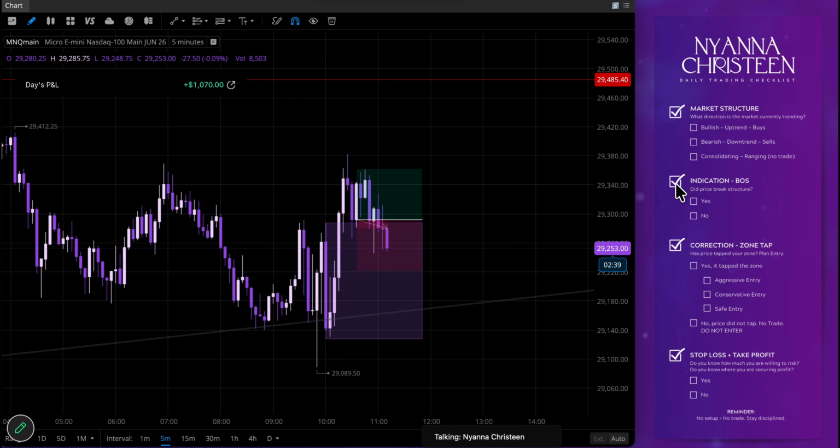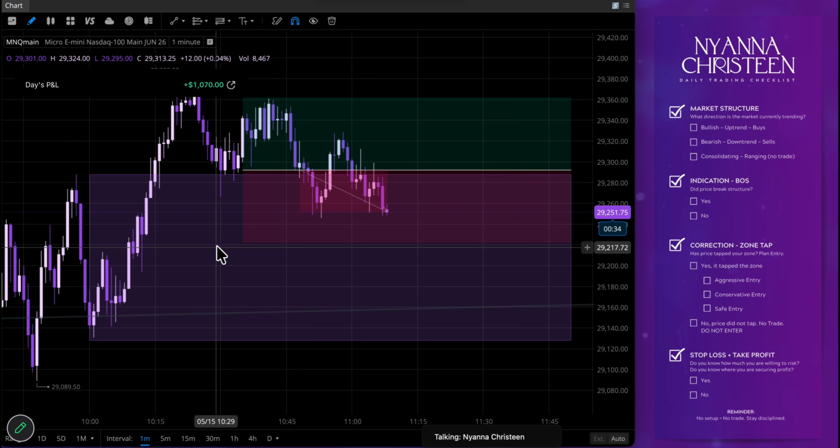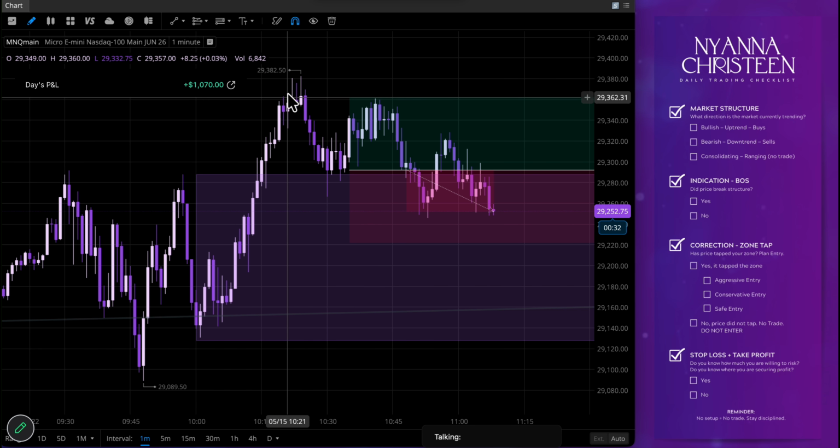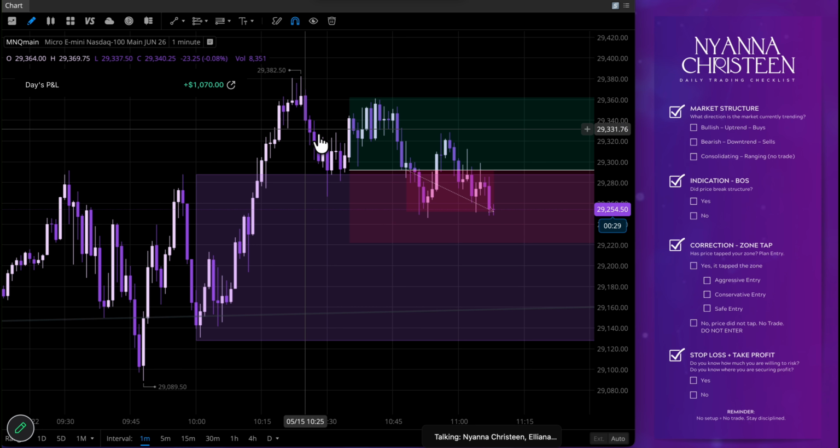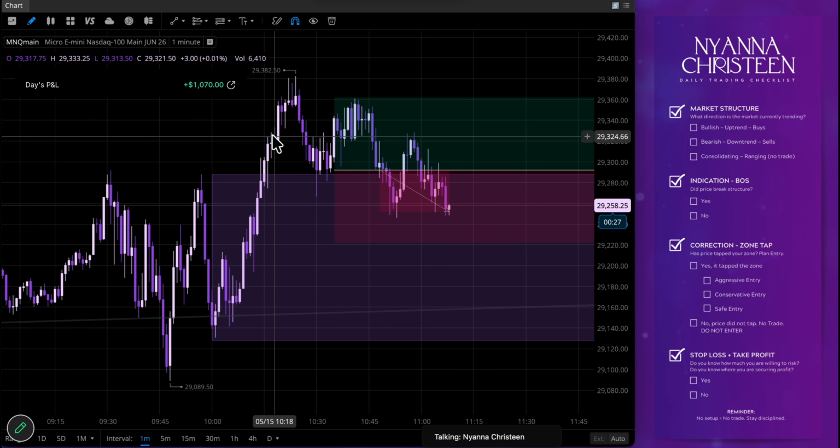Yes. That's really it. Because you see how we could have got trapped when it started pushing here, came into the zone, and we got in aggressive. Like, aggressive, this is gonna go up.